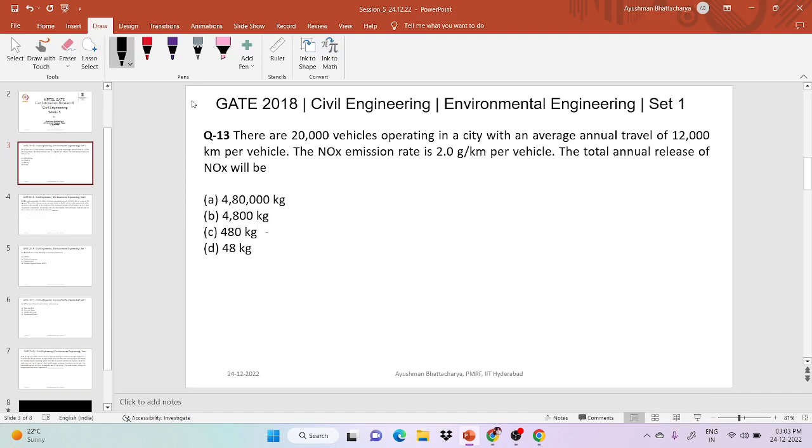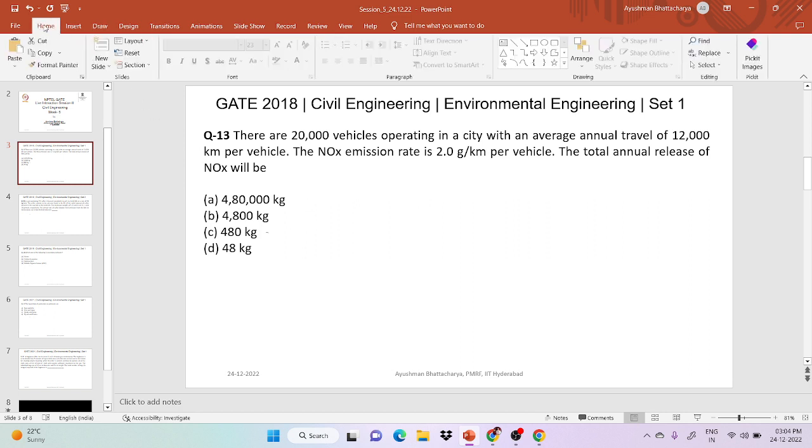Okay. So the first question says that there are 20,000 vehicles operating in a city with an average annual travel of 12,000 km per vehicle. The NOx emission rate is 2 gram per kilometer per vehicle. The total annual release of NOx will be. So they have given the four options.